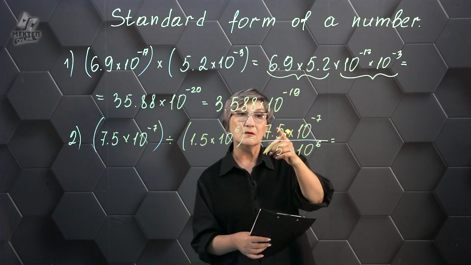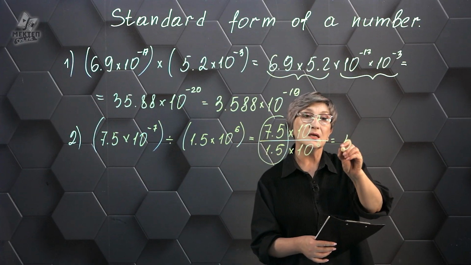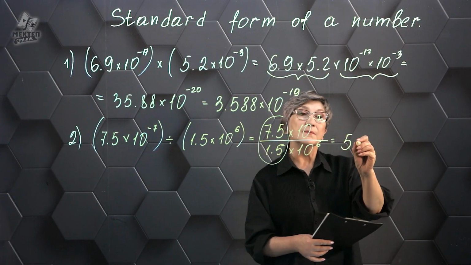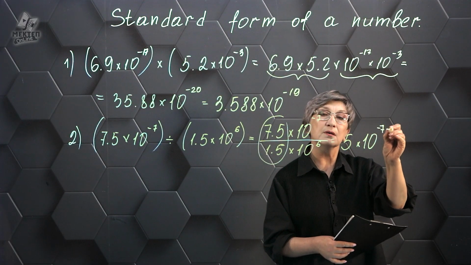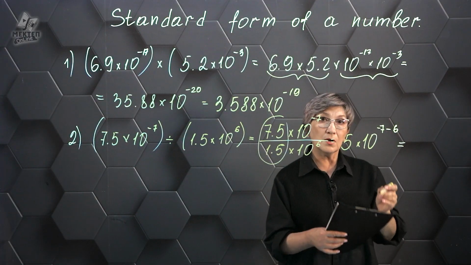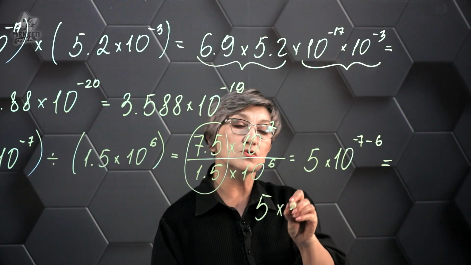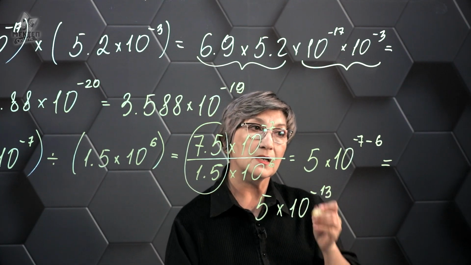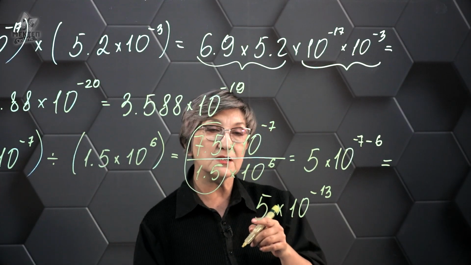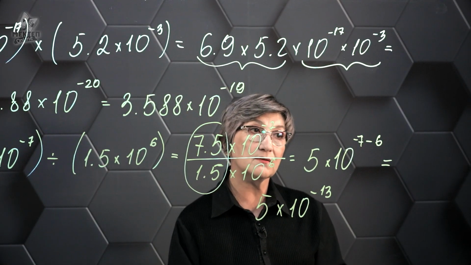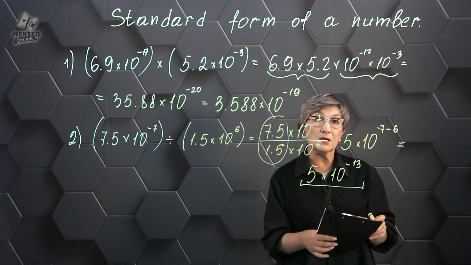So, what do we get as a result? In this case, we can divide 7.5 by 1.5, and as a result, we get 5. And 10 to the power of minus 7 minus 6, according to the property of exponents. And so, the answer is 5 multiplied by 10 to the power of minus 13. To check our answer, we need to pay attention to whether this number is written in standard form. Our number is written in standard form. Therefore, this expression will be our answer.